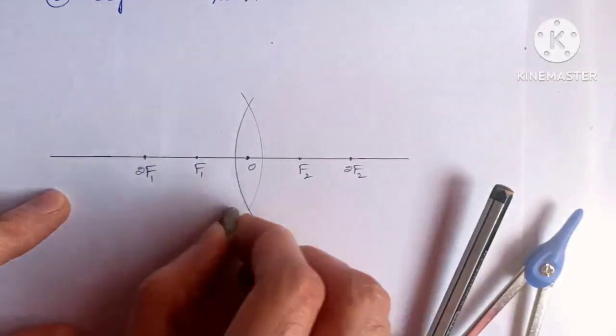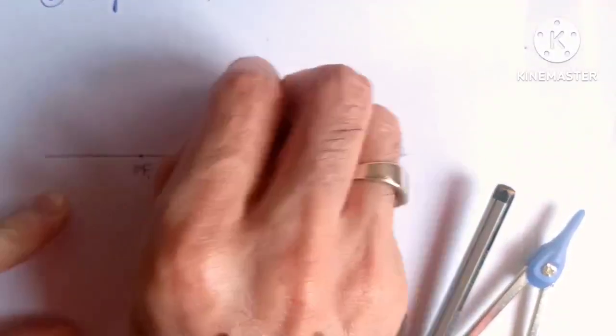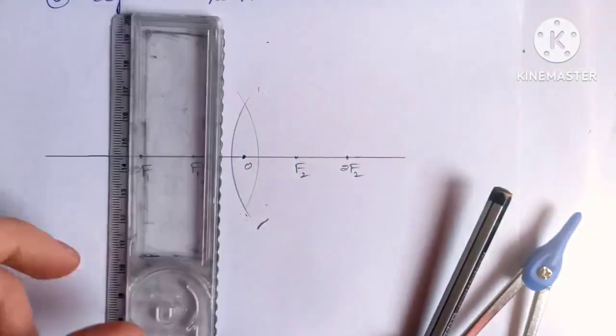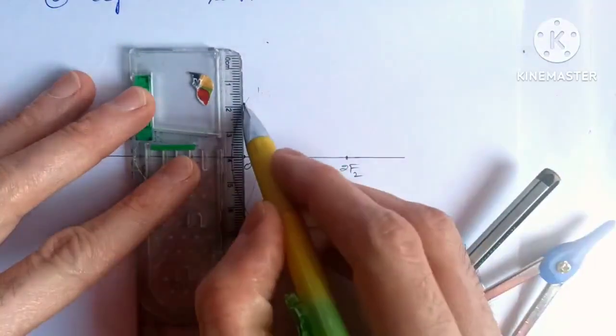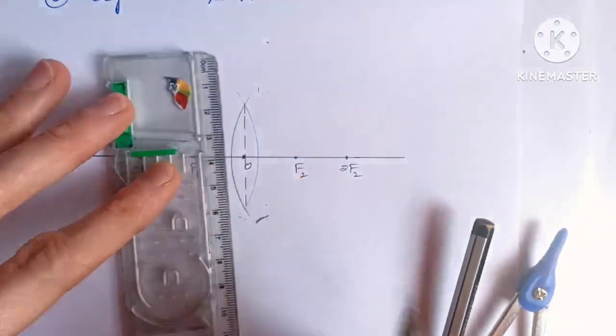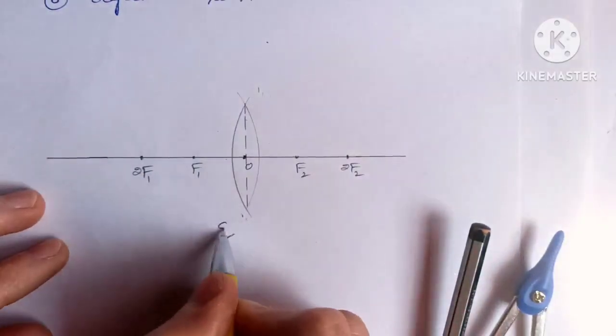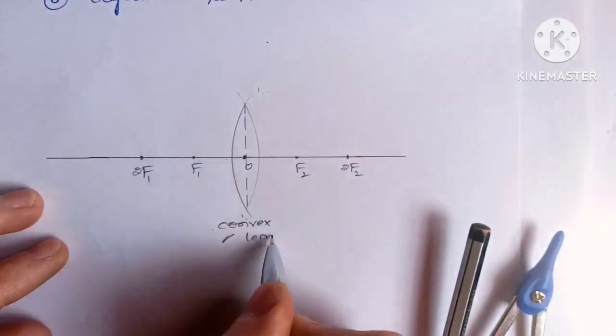Now erase the remaining extra curves whatever you have got. After drawing this, now you put the optic axis like this. Okay. Now here below you write down convex lens.